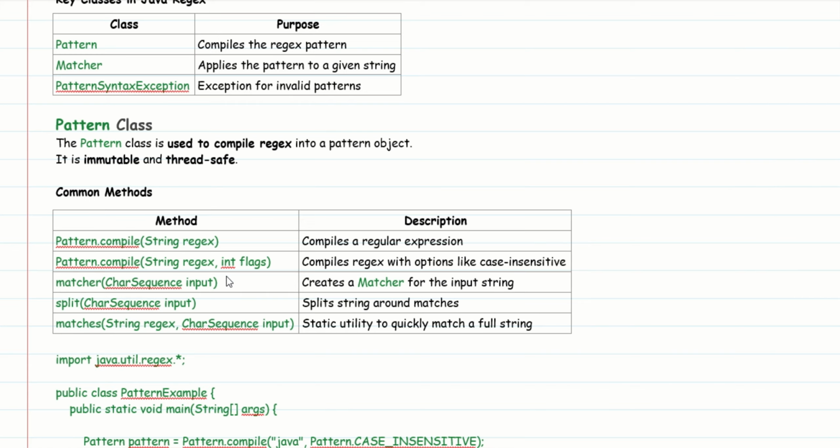It has methods like compile, which compiles a regular expression, and it also has optional flags like case sensitivity or comments. Then the matcher method creates a matcher for the input string. Then we have split and matches. Split is to split the string around the matches. The matches method is a static utility to quickly match a full string.